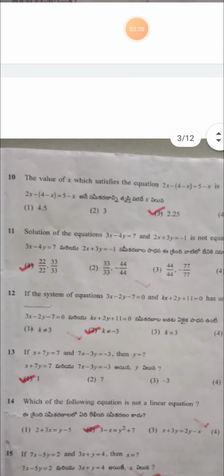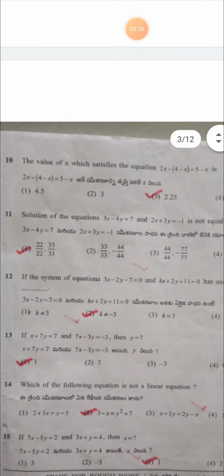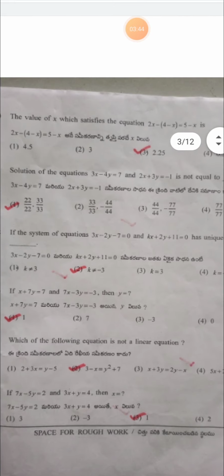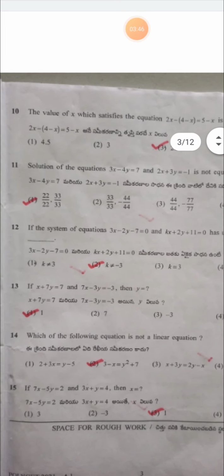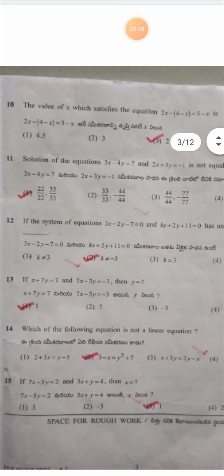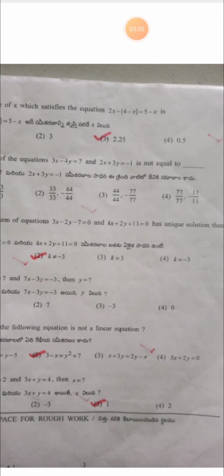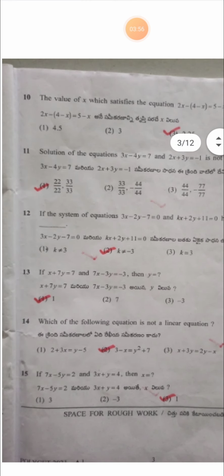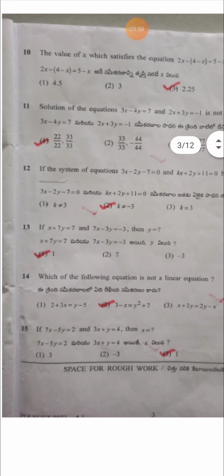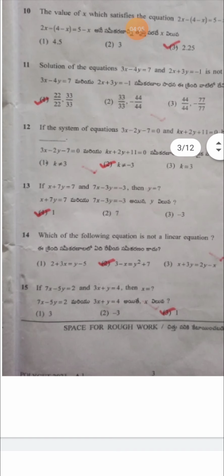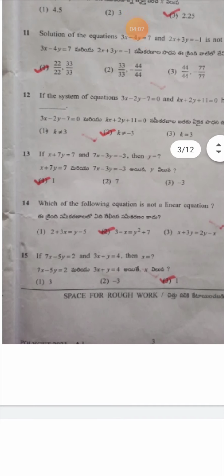The value of x which satisfies the equation, directly you can solve the equation, then you will get the answer as 2.25. And 11th question, which is not equal to, that means the solution of this is 1 comma minus 1. So if you observe, 2, 3, 4 are equal to 1 comma minus 1, and the first one will be not equal. So answer is 1. 12th question, k is not equal to minus 3, so B is the answer. 13th question, directly you can solve, 1 is the answer.